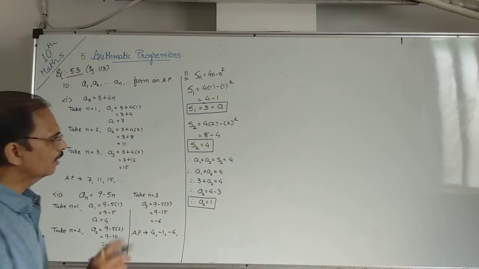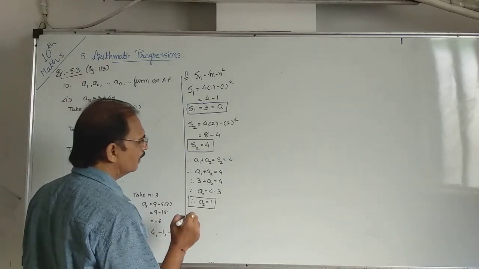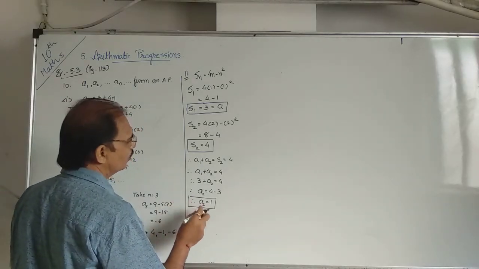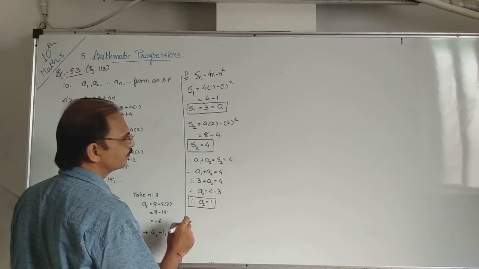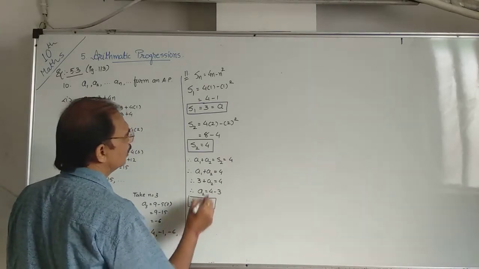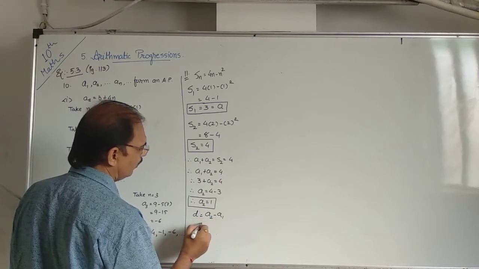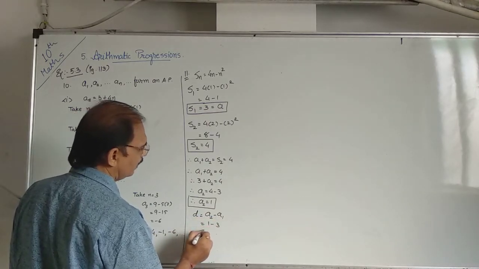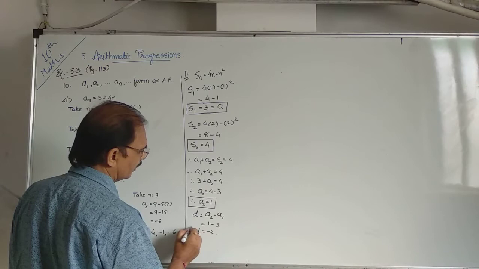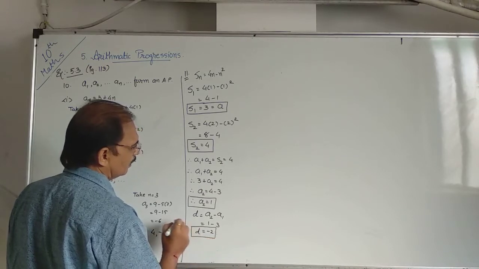Similarly, find the third term. Third term A3 we want to find. So we need to find the difference. What is it? Second term minus first term, A2 minus A1. 1 minus 3, that is minus 2. This is the difference.